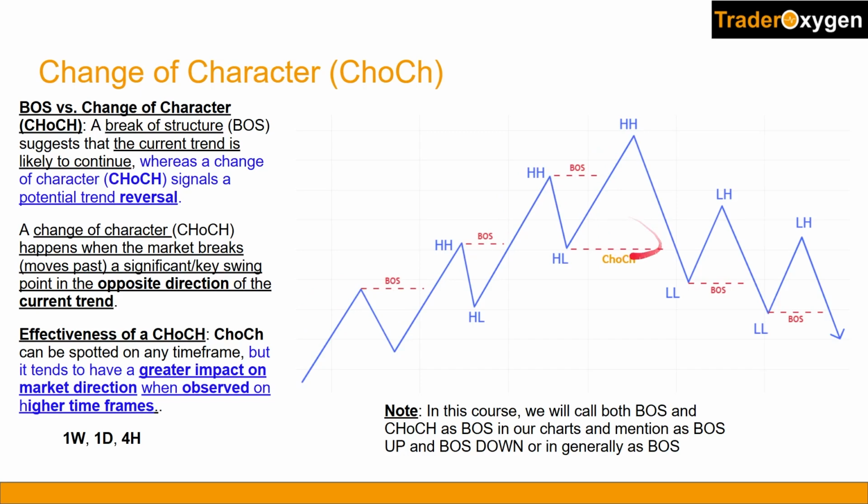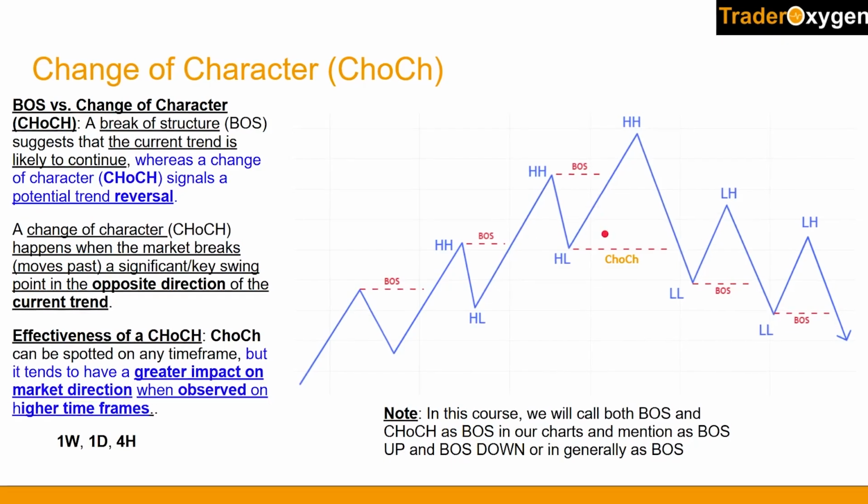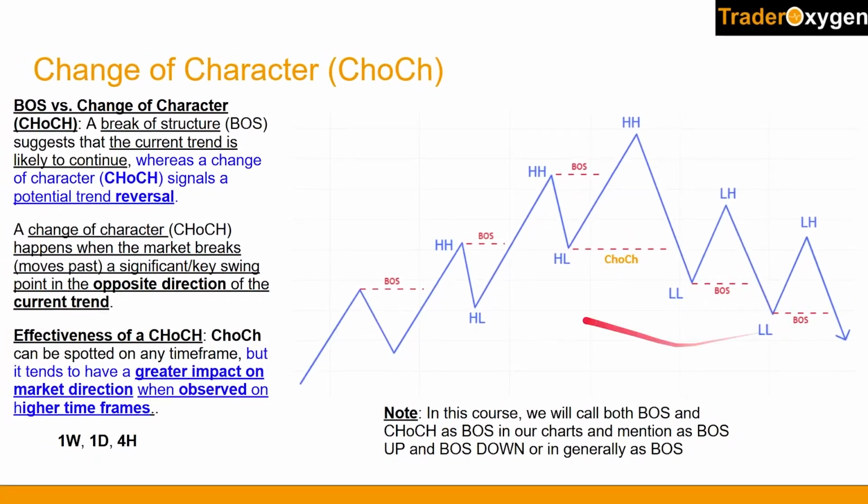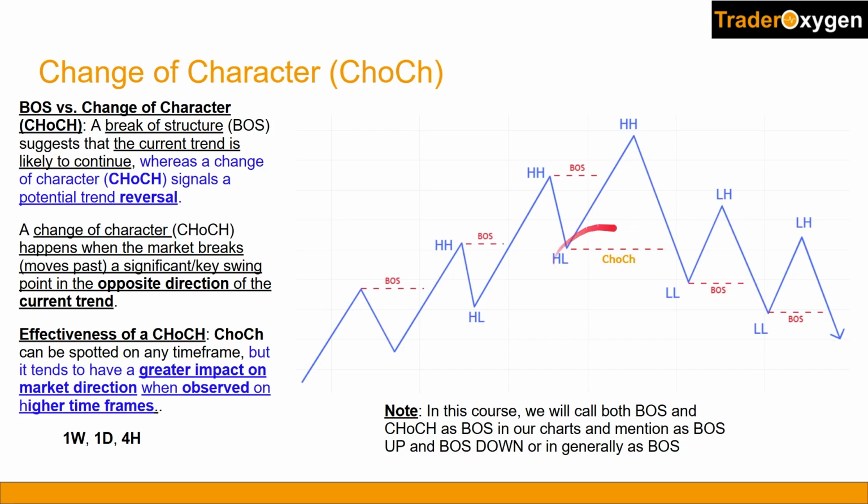But if you see a change of character, it means potentially the trend will reverse. See, the uptrend after the change of character has been reversed into a downtrend. So how do you identify a change of character? Change of character happens when the market breaks a significant swing point in the opposite direction of the current trend.